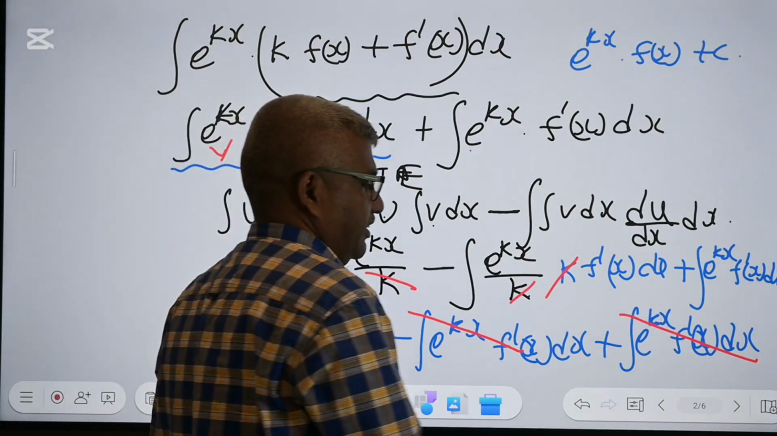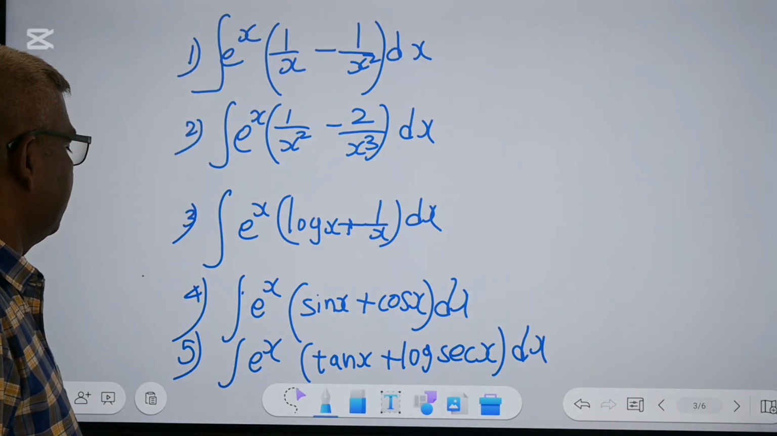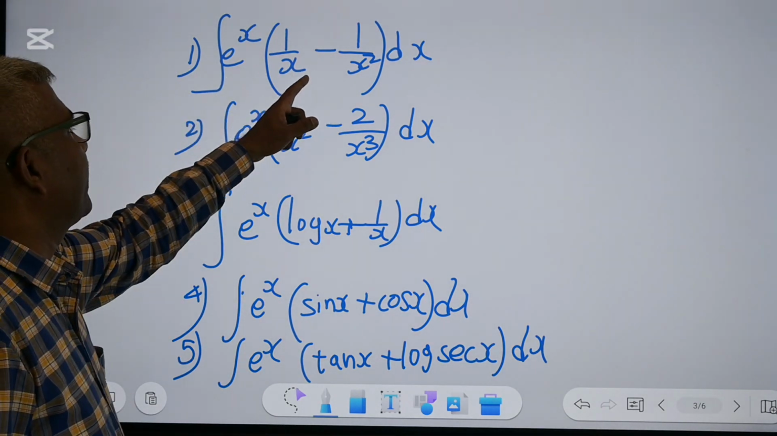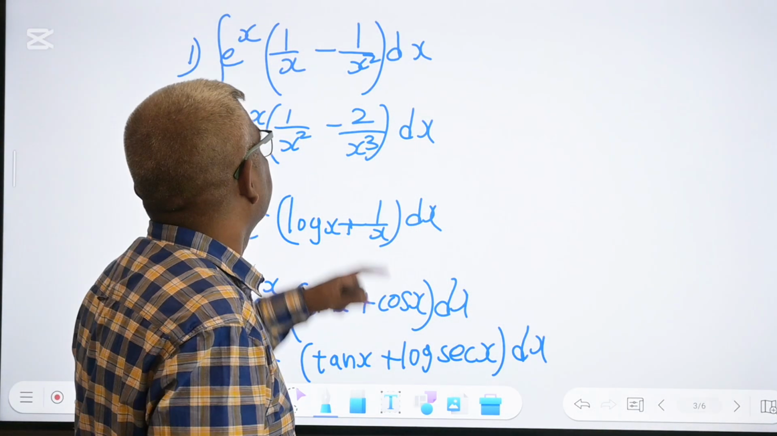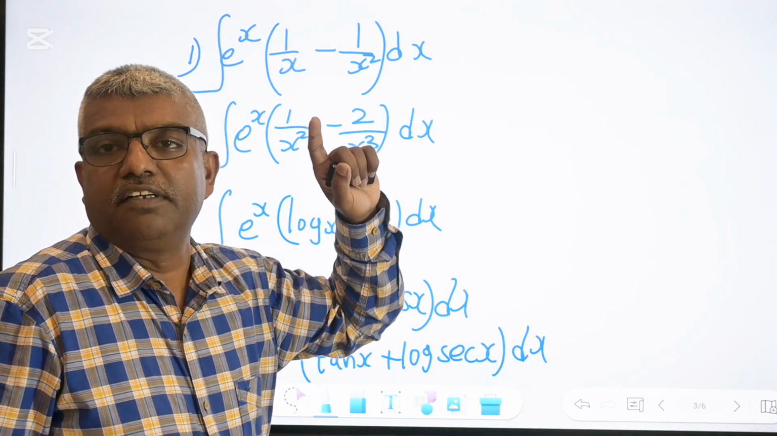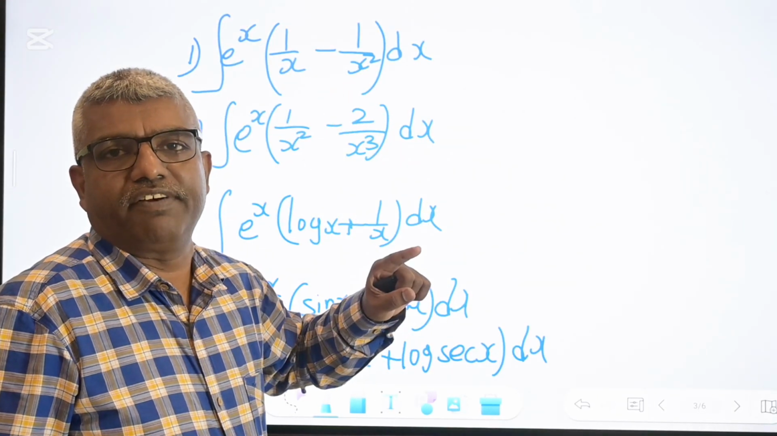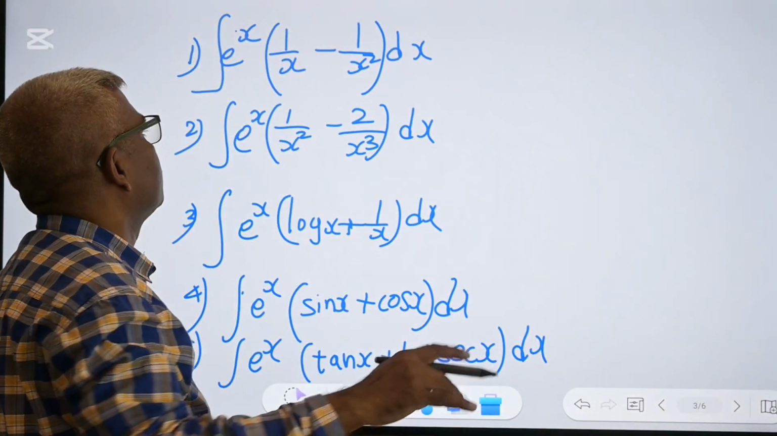Okay. Let us go to the sums. Some examples. Today we are going to see these 10 sums. Okay. e^x (1/x minus 1/x^2). How to do it? What is the formula? e^(kx) [k f(x) + f'(x)]. Here k is 1, so no issues here.